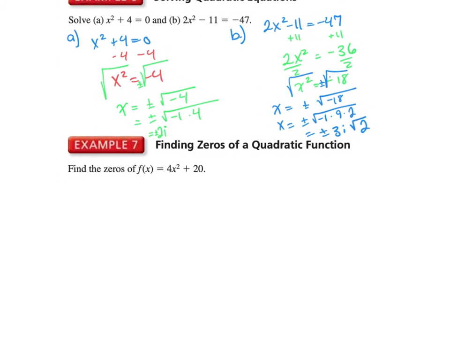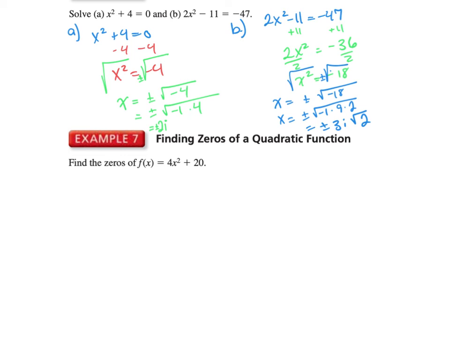Let's look at example 7. So finding zeros of the quadratic function. Yes, if it has an imaginary solution, technically it does not actually cross the x-axis, but they do have imaginary answers. So we're finding 0, so we set the whole thing equal to 0. So 0 equals 4x squared plus 20. Subtract 20. Negative 20 equals 4x squared. Divide both sides by 4. Negative 5 equals x squared.